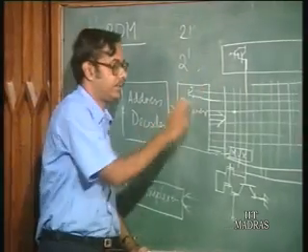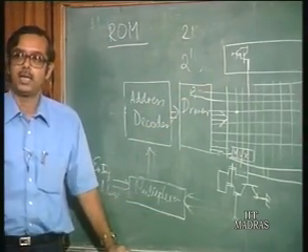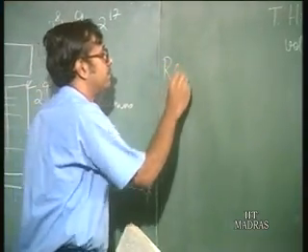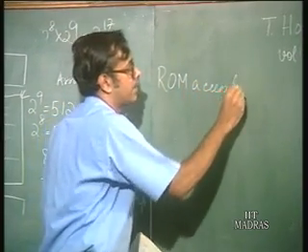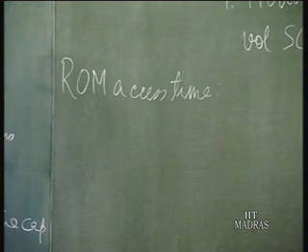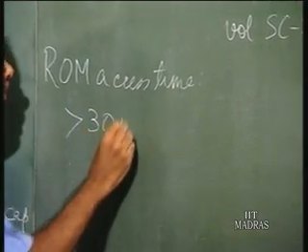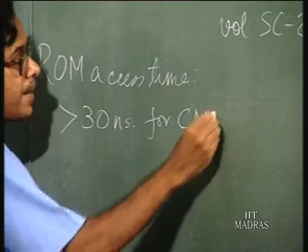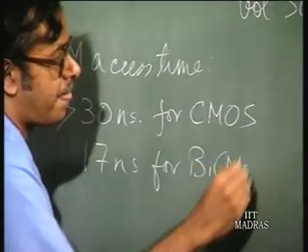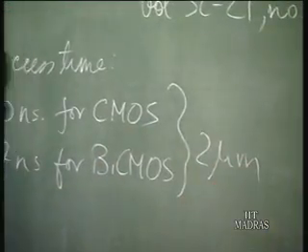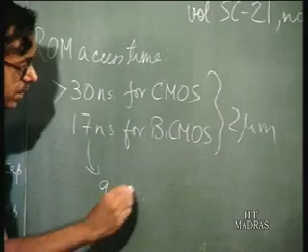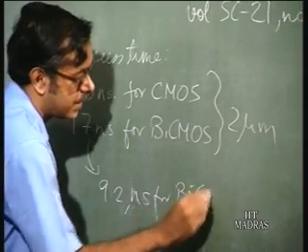So, these are the 3 areas where you use bipolar transistors, and let us again look at the results as given in this paper. ROM access time. Memory delays are usually given as access times, where access time is the time you get the output after you have floated the address. It is greater than 30 nanoseconds for CMOS, and it is 17 nanoseconds for BiCMOS. This is for 2 micron technology. For 1 micron technology, it is 9.2 nanoseconds for BiCMOS.